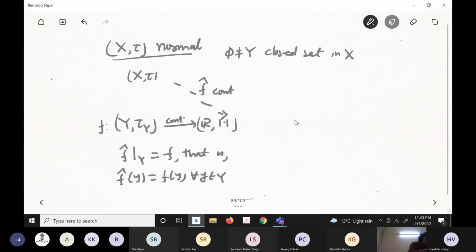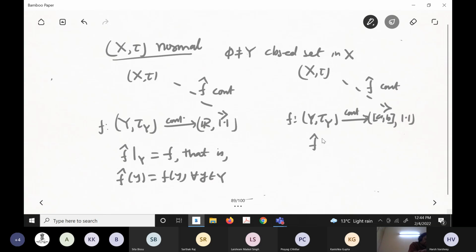And this diagram is also valid. If you have this, that is a bounded function. Here the range need not be bounded. If you have a bounded function, this is continuous. Then with the same range, there is an extension F-hat, and F-hat restricted to Y is F.